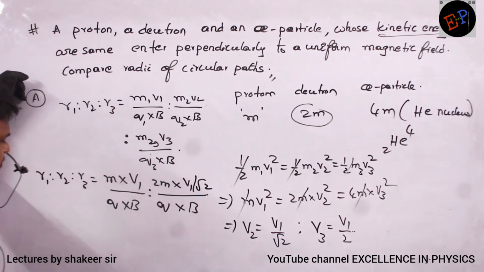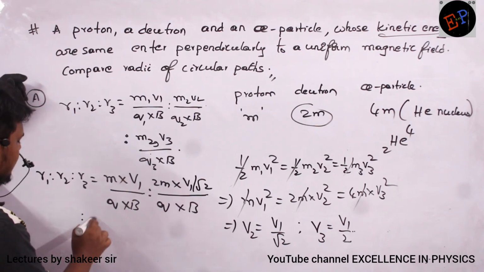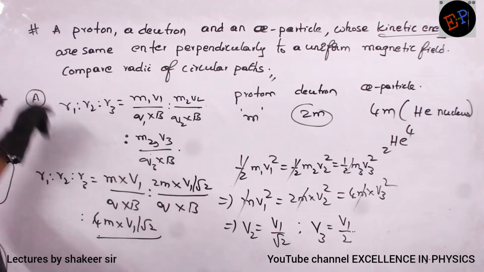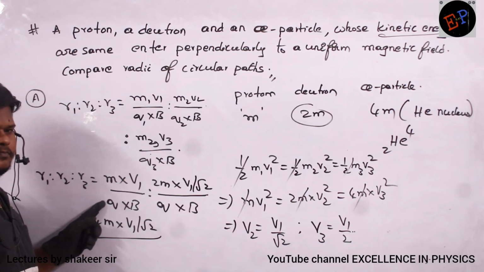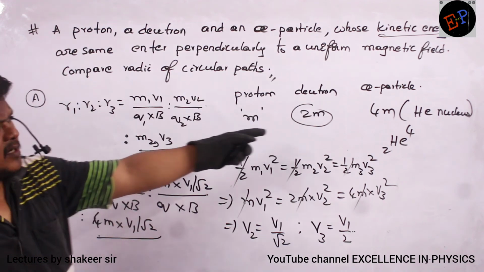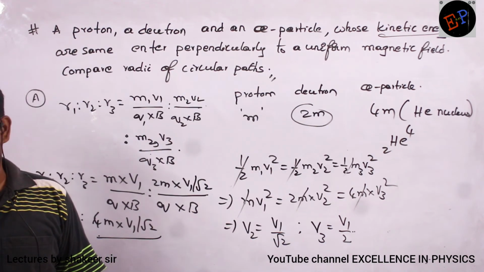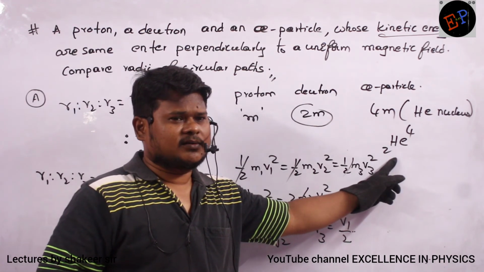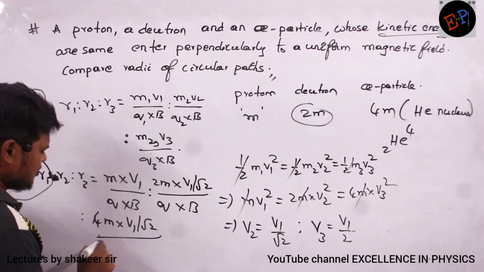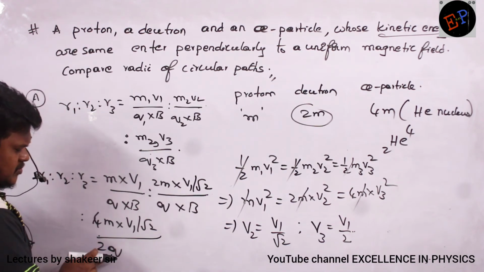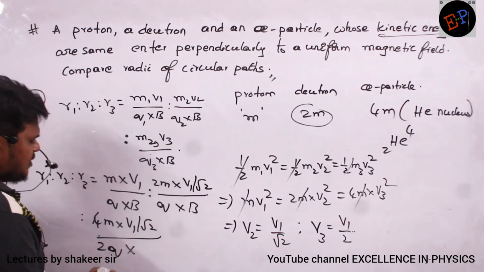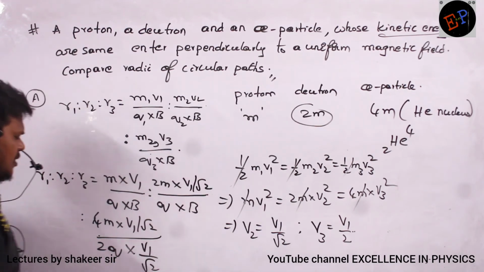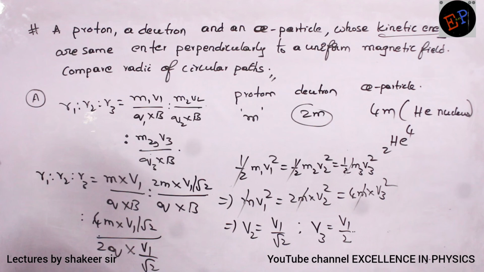Multiplied by the magnetic field B. Is to, and what is the mass of the third particle? 4m. And what is its velocity? v1 divided by 2. Now what is the charge of the alpha particle? In helium how many protons are there? 2 protons are there, so the charge is 2q. If this is q, this will become 2q, double charge. Multiplied by B. Clear? So just find out this ratio, that is my required answer.